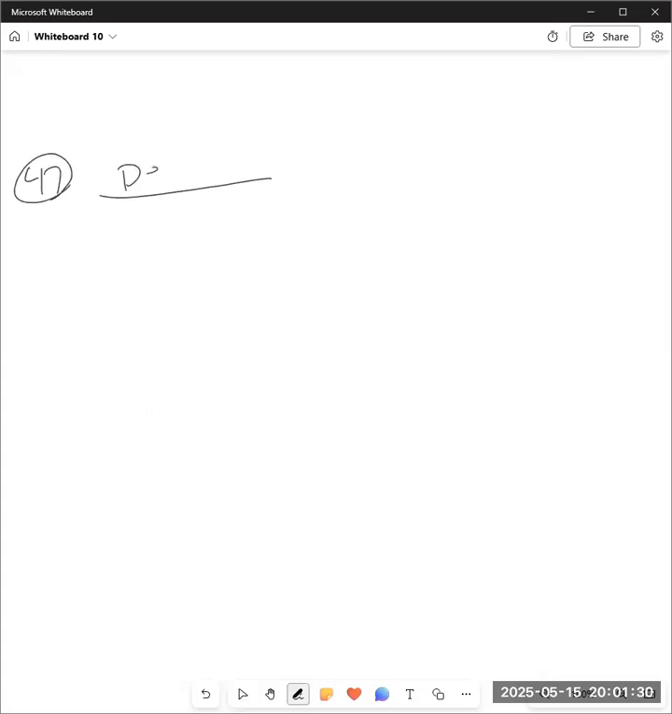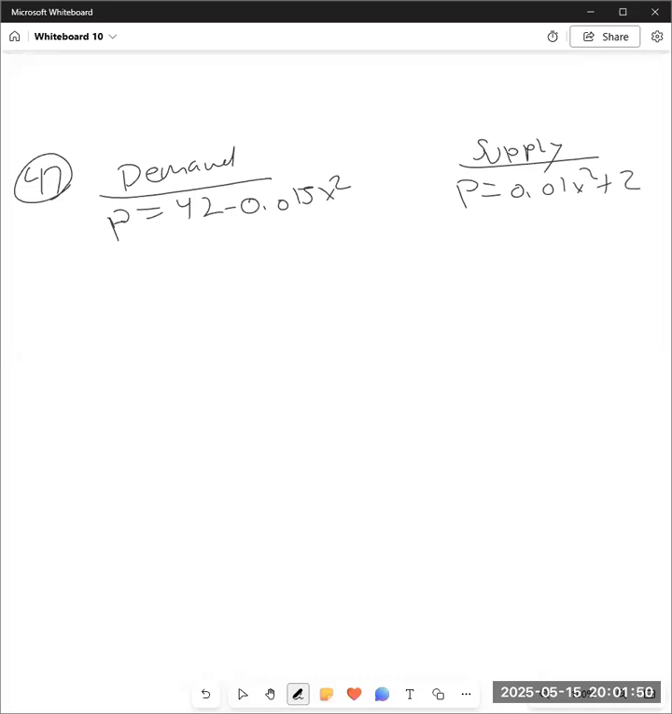47 says I have a demand function of P equals 42 minus 0.015x squared, and I have a supply function of P equals 0.01x squared plus 2. 15 thousandths is the same thing as 3/200, and this is 1/100th.